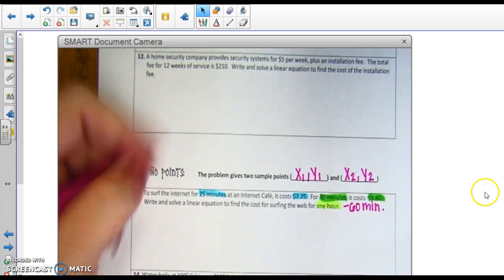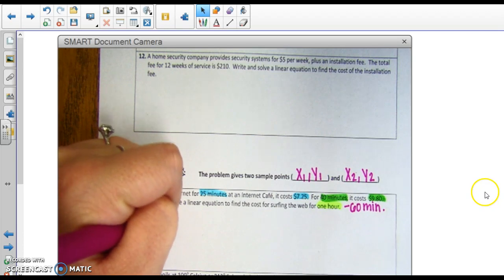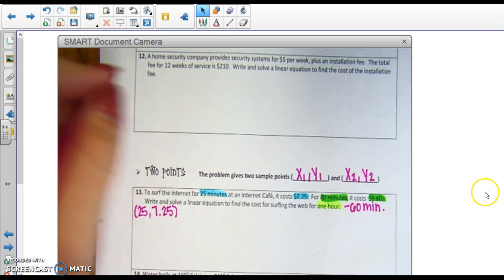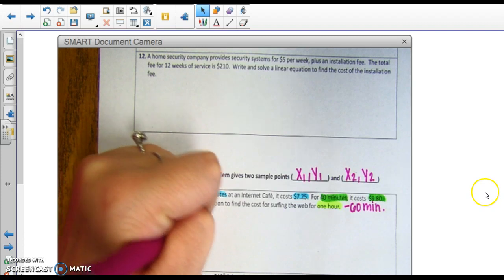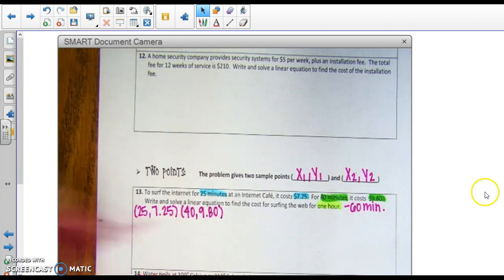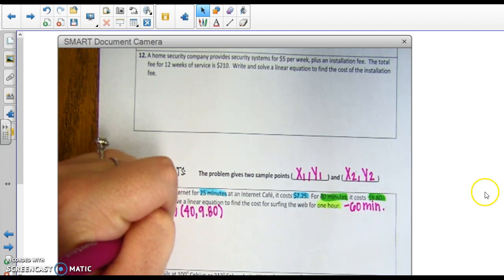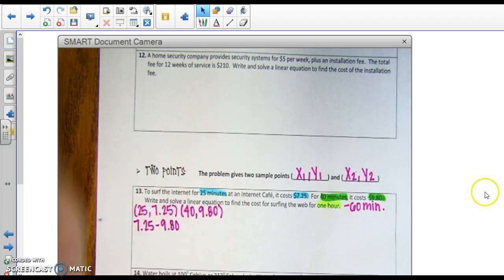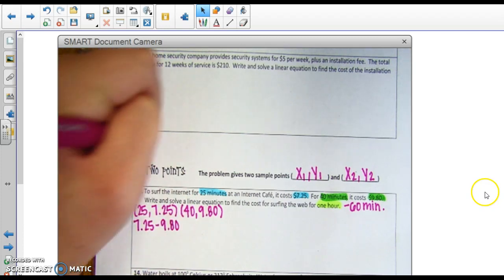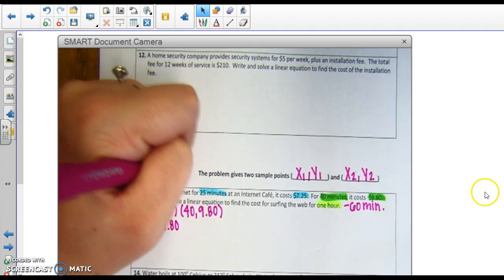Okay, so I'm going to set up my ordered pairs. So I know that for 25 minutes, it's going to cost $7.25. So there's one of my ordered pairs. My other ordered pair, I have 40 and $9.80 because for 40 minutes costs $9.80. So now I need to use my slope formula. So I'll write my slope formula. So slope equals y1 minus y2 over x1 minus x2.